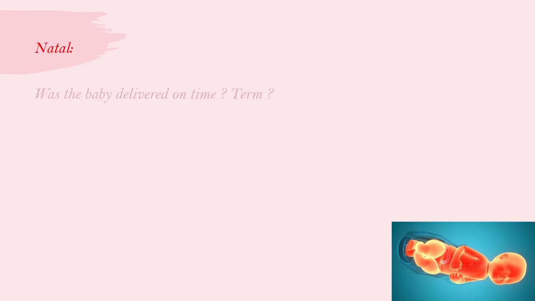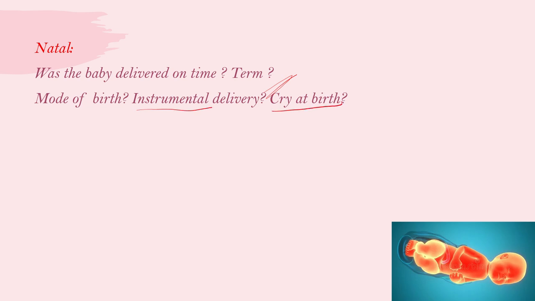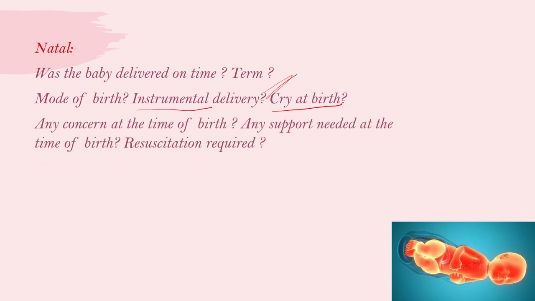So, in the natal history, ask how was the baby delivered? Was the baby delivered on time, to find out whether the baby is a term baby or a preterm baby? And the mode of birth, whether it is an instrumental delivery or not, whether the baby cried at birth or not, any concern at the time of birth, any resuscitation required, any support needed at the time of birth, what was the birth weight, whether any baby care unit admission was necessary or not.